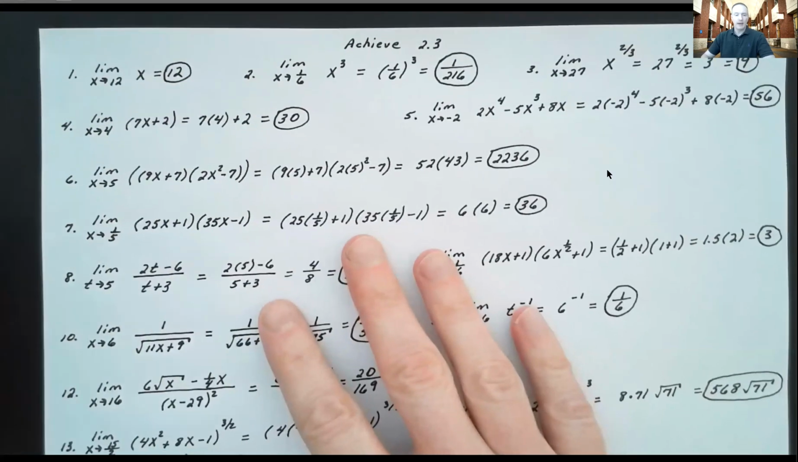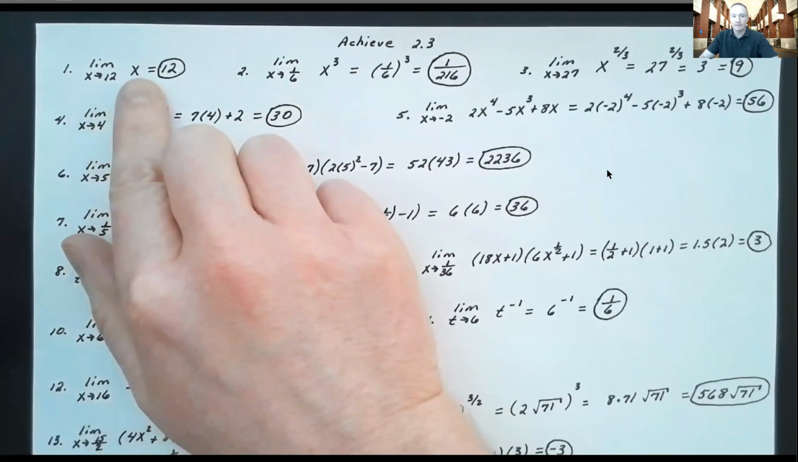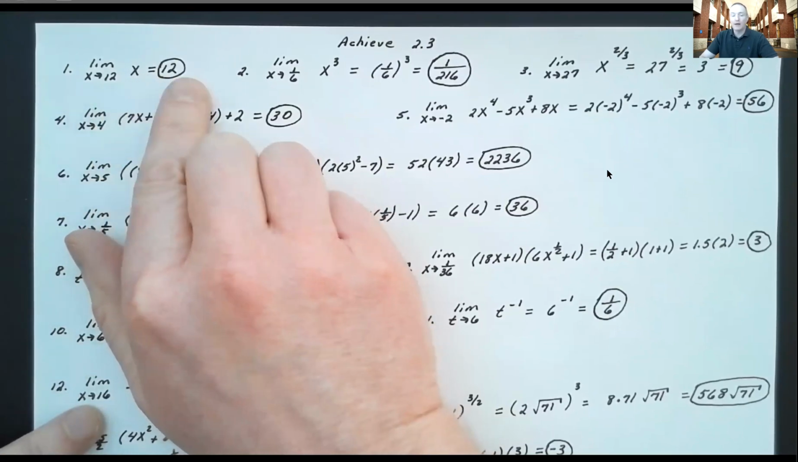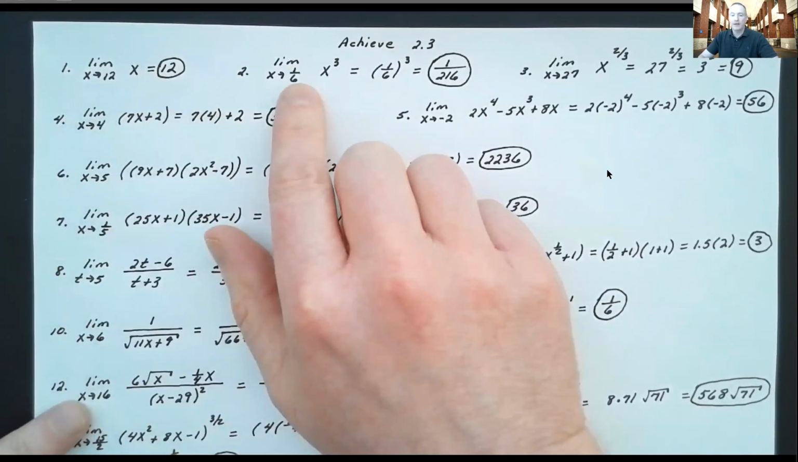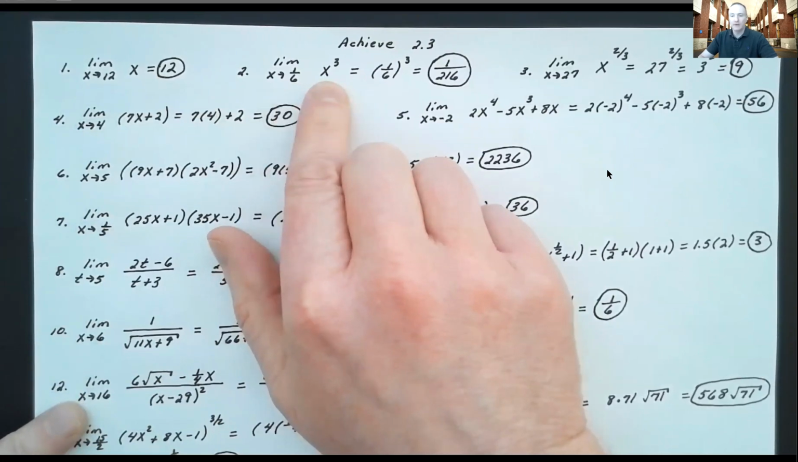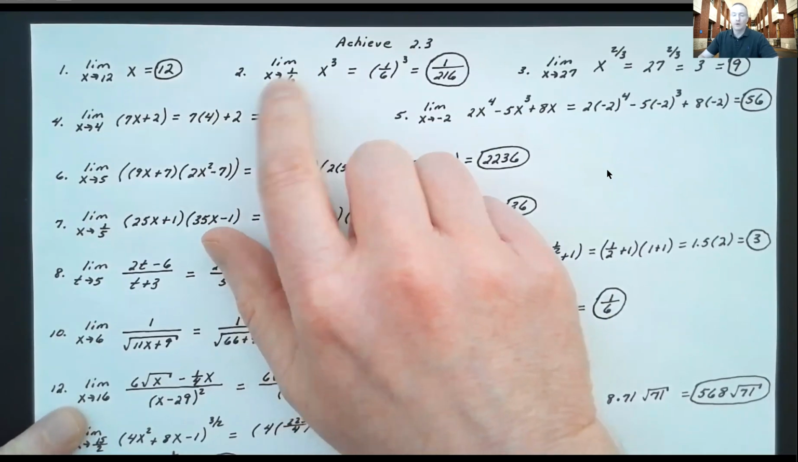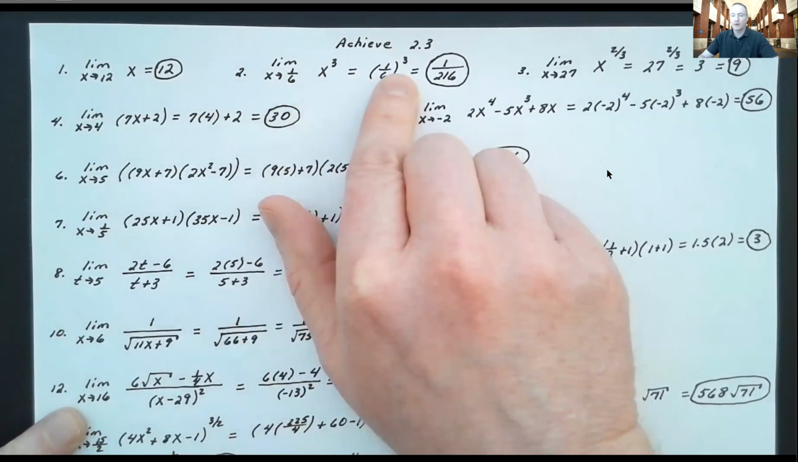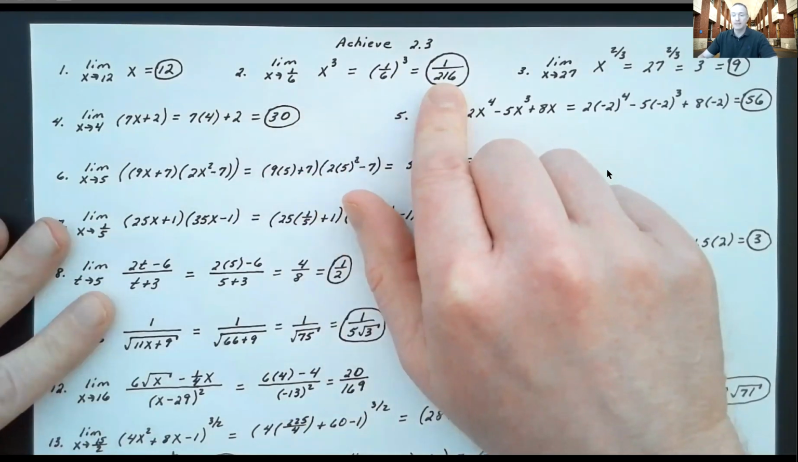So when I'm looking at that first problem, it was the limit as x approaches 12 of x. You say, well, you know it's 12, because if x is approaching 12, then the y value is approaching 12. You simply plug the 12 in. Same thing for the next one. It gave me the limit as x approaches 1 over 6 of x cubed. So I know that all I have to do there is plug the 1 over 6 in for x, and that's going to give me 1/6 to the third power. That's going to be 1 to the third, which is 1, over 6 to the third, which is 216.